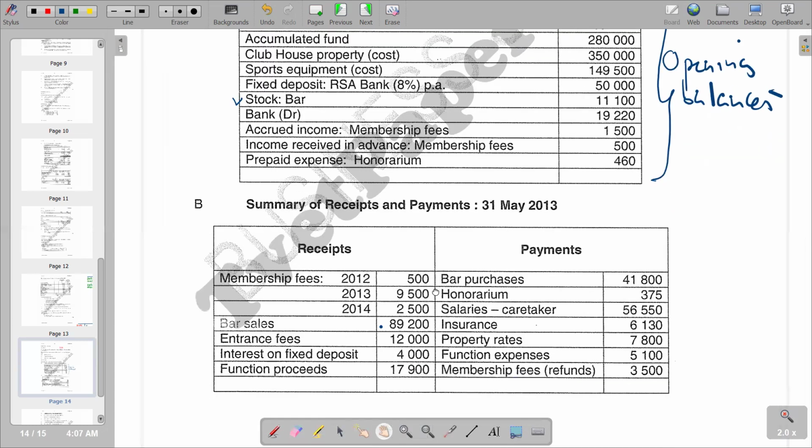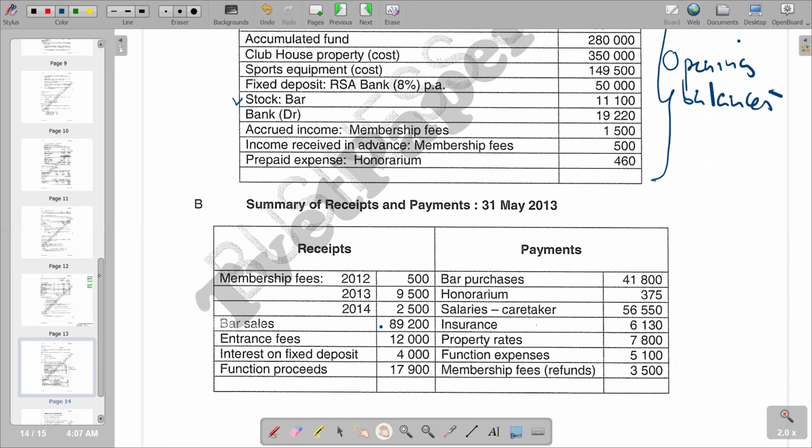Remember, our receipts and payments account shows a summary of the cash and bank transactions that took place during the period. What we are going to see in the receipts and payments represents the actual movement of money in and out of the business, or the actual movement of cash in and out of the business. So basically, that's what we have on receipts and payments.